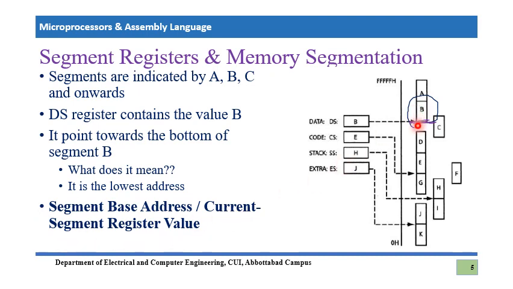So this point is basically the segment base address of this segment, and that segment is segment B, and that is why B is written here. Similarly, this is not only known as the segment base address, it is also known as the current segment register value. So it is just another name for the same thing.